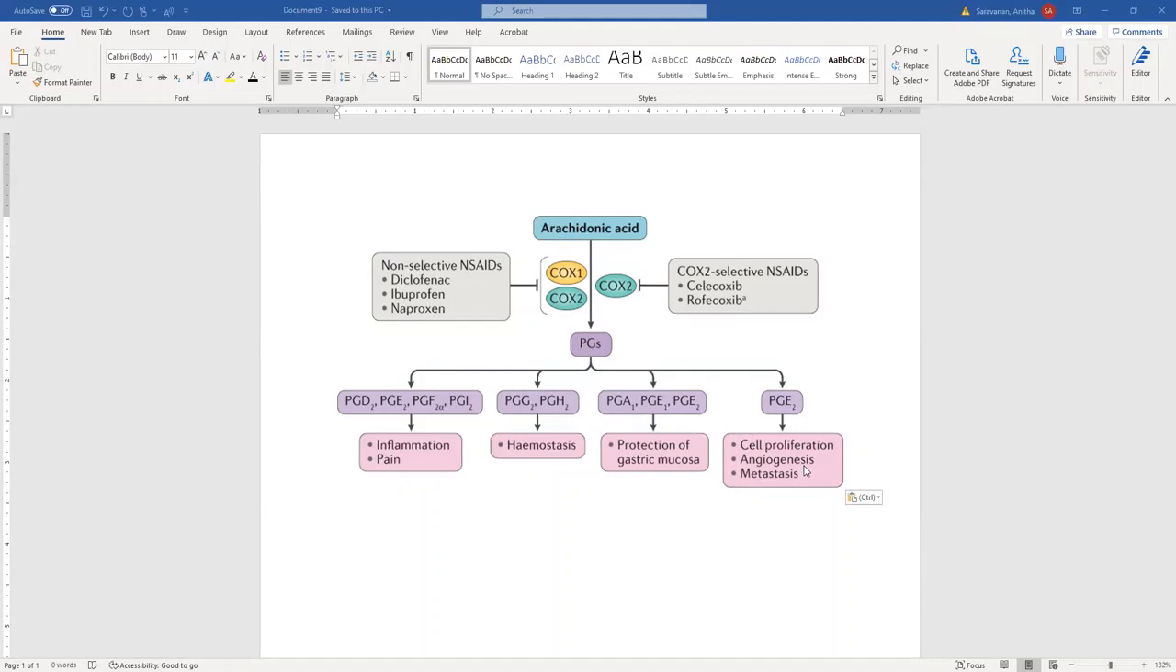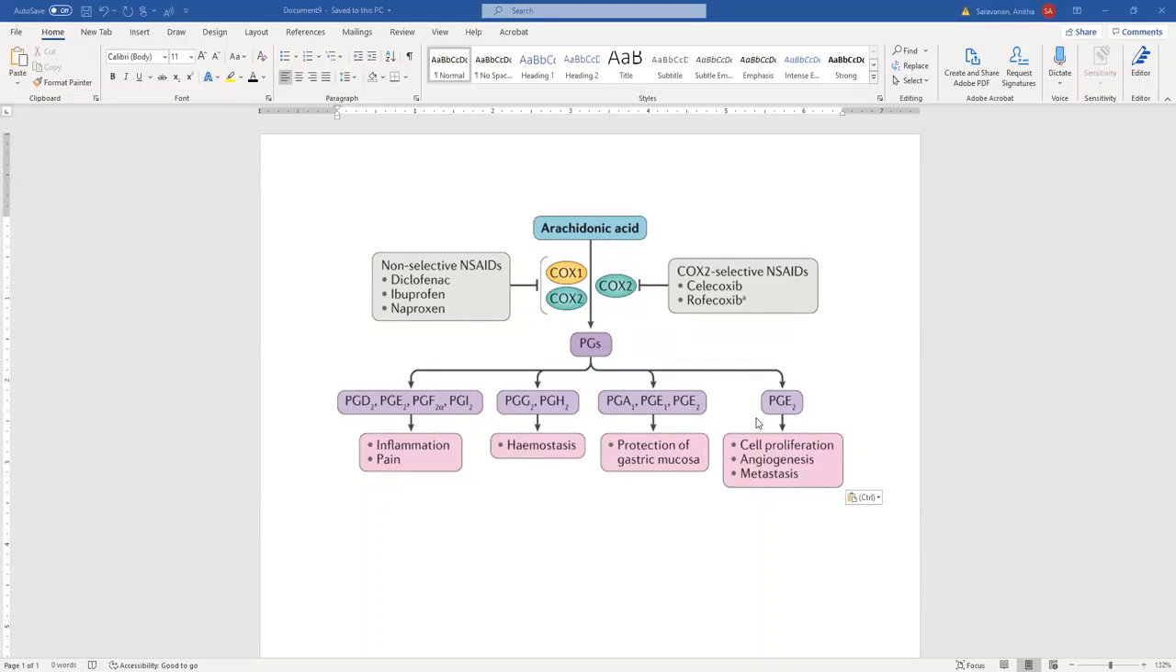chemicals that help not only in protection of the gastric mucosa, if you see here, hemostasis, maintaining the blood coagulation. It helps with pain, inflammation. And then also, some of these prostaglandins can also be responsible for cancer. So you see there are so many types of prostaglandins, right?